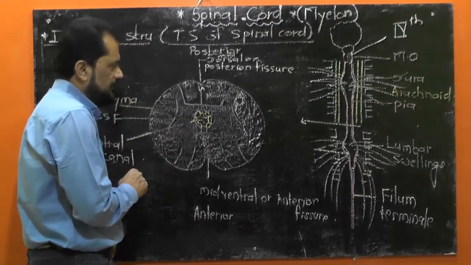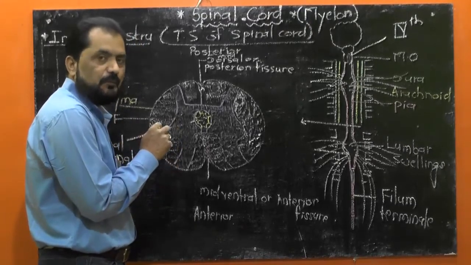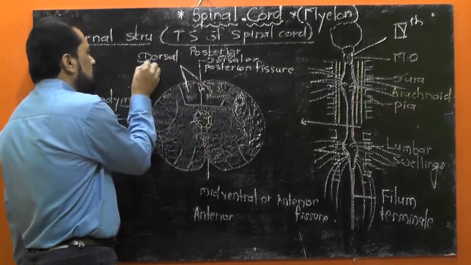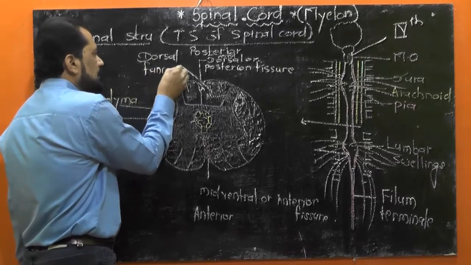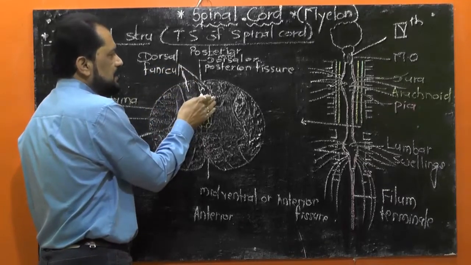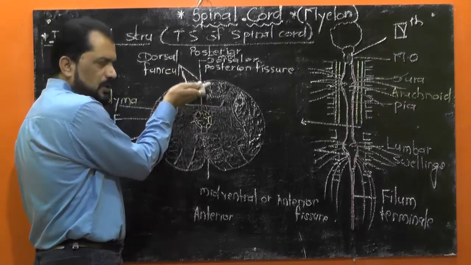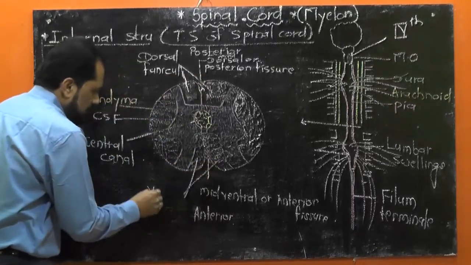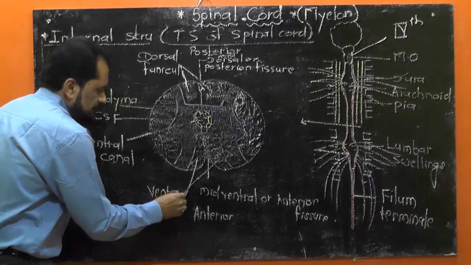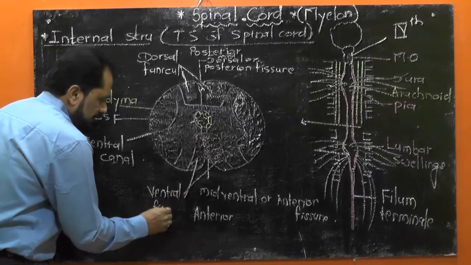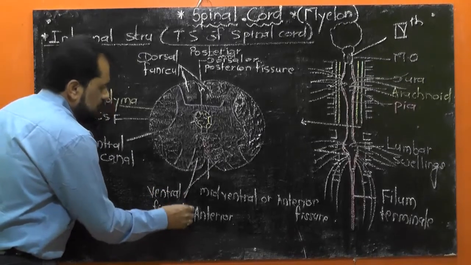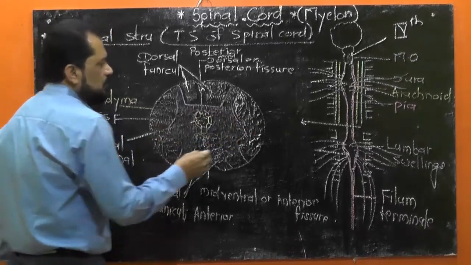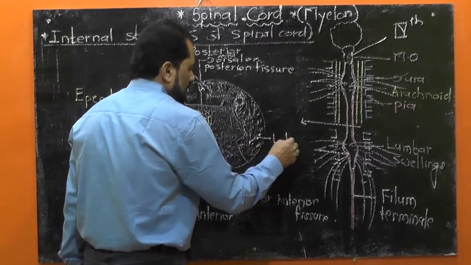Look at the diagram. Here are 6 columns of white matter, such as dorsal funiculi, as these columns are present towards the dorsal surface or posterior surface. These two are ventral funiculi, and the remaining two present towards the lateral side are known as lateral funiculi.